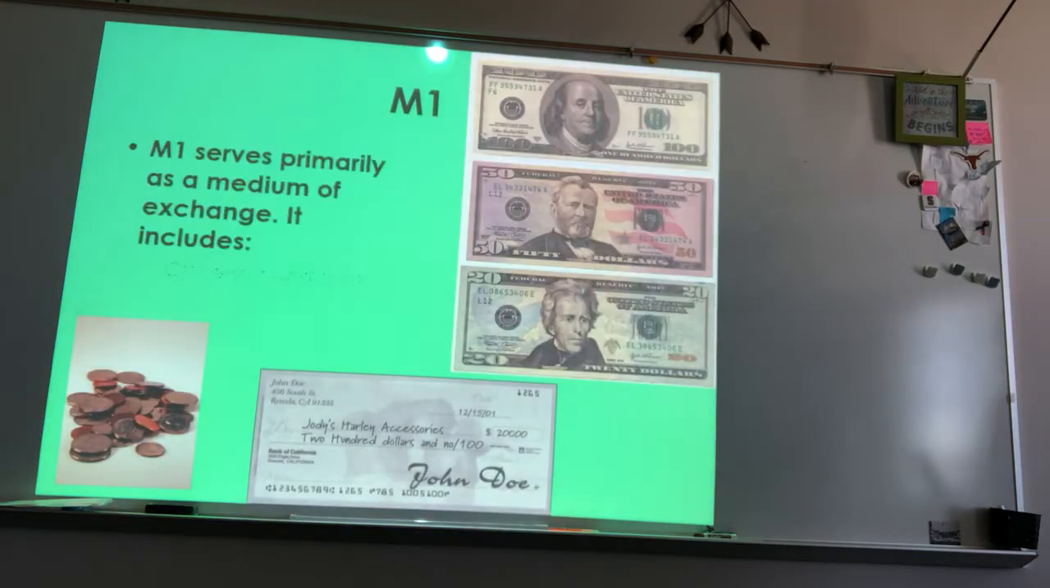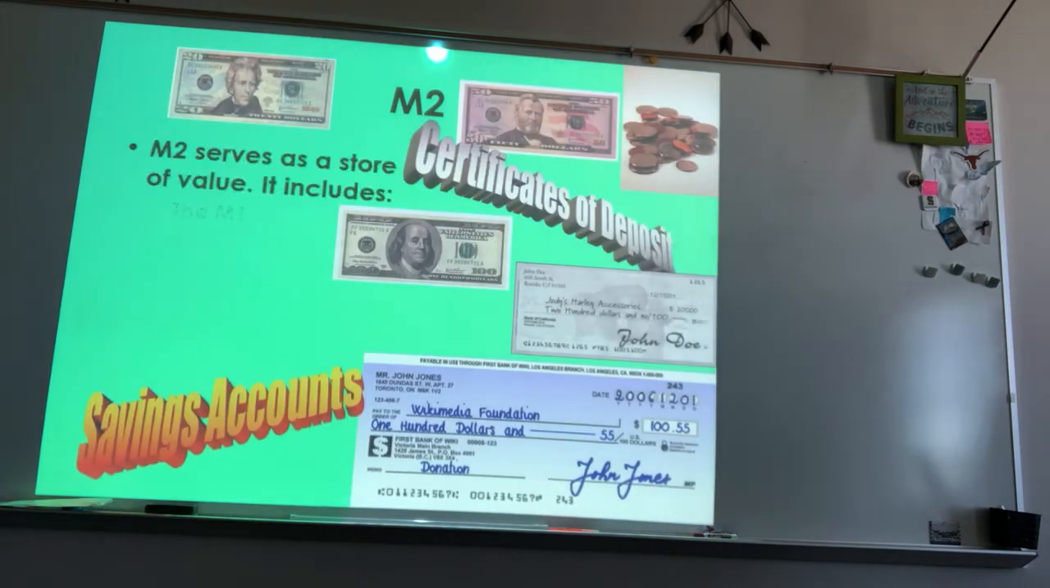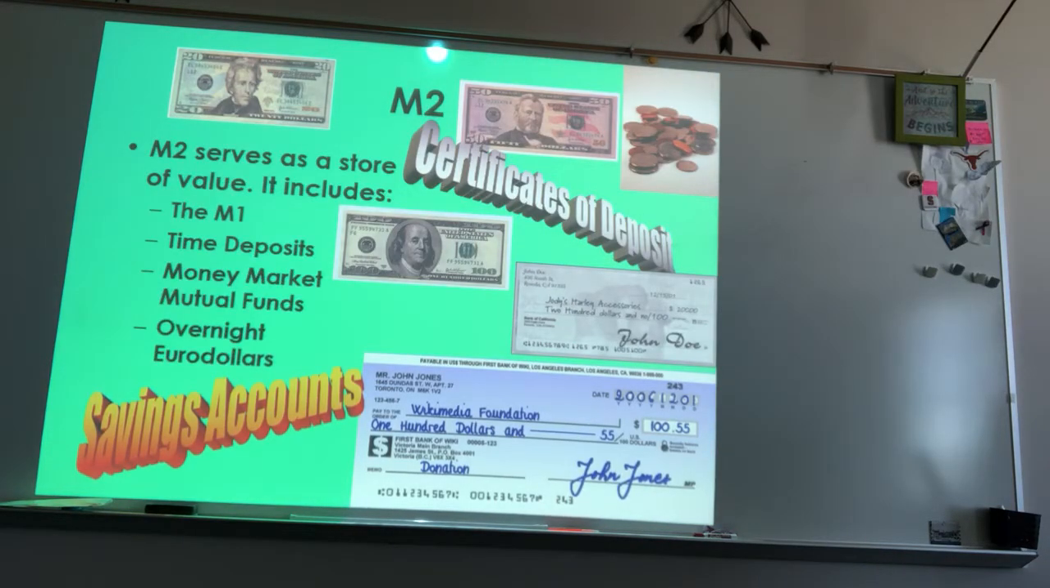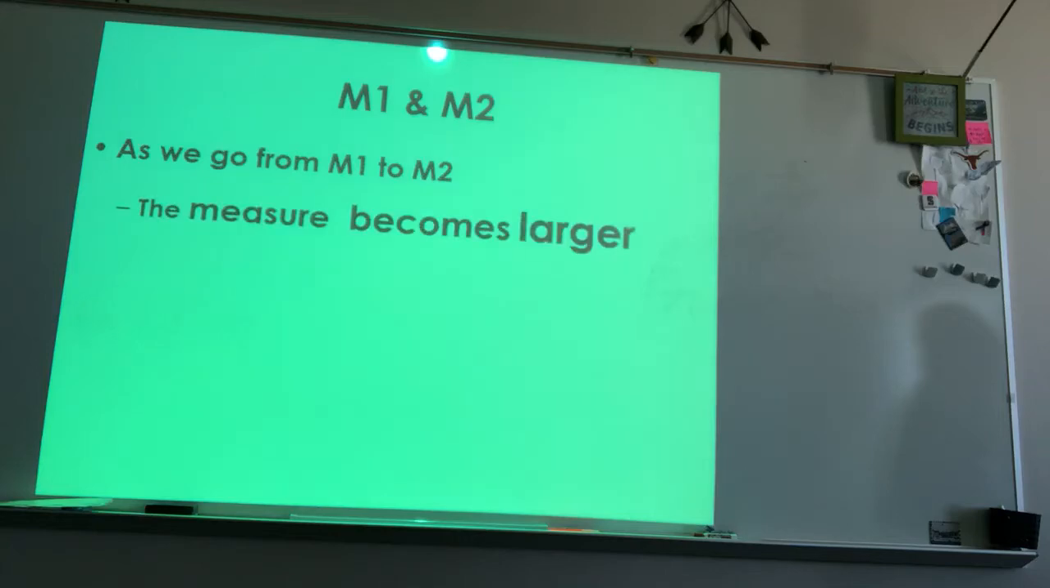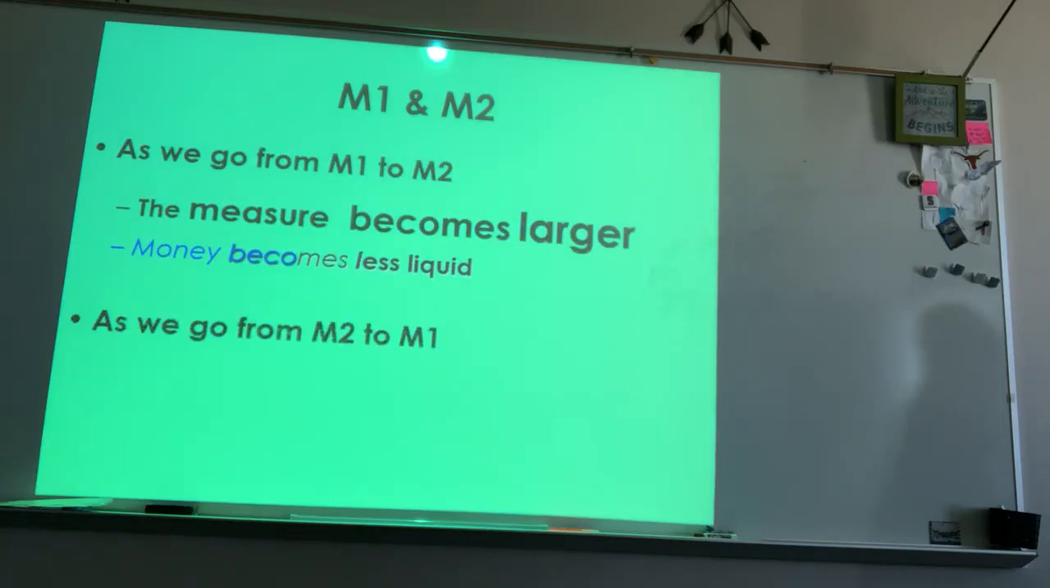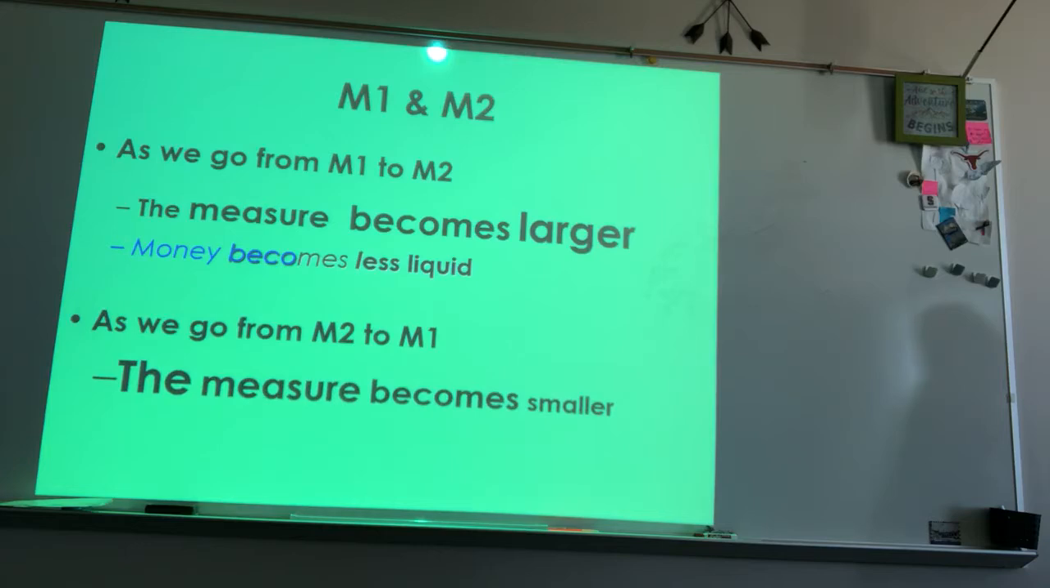M1 is currency, coins, and demand deposits. Okay. Any of you have any of that in your possession? Okay. M2 is time deposits, money market mutuals, and overnight Eurodollars. Those are like dollars that you get in other countries, right? As the measure becomes longer, from M1 to M2, money becomes less liquid. As we go from M2 to M1, the measure of money becomes smaller.